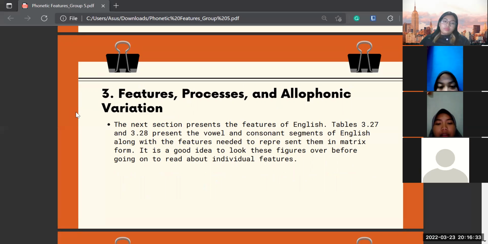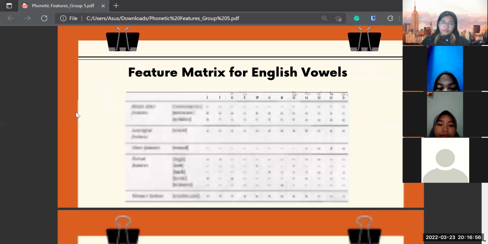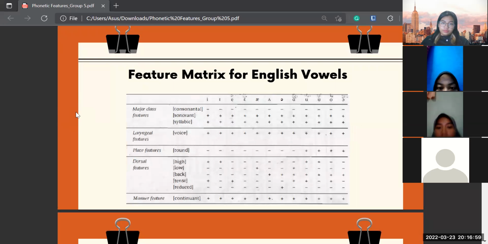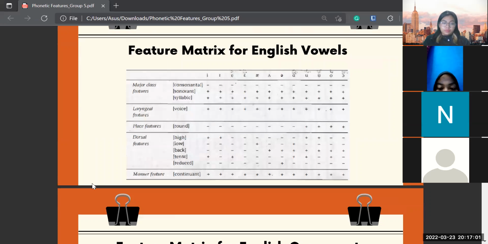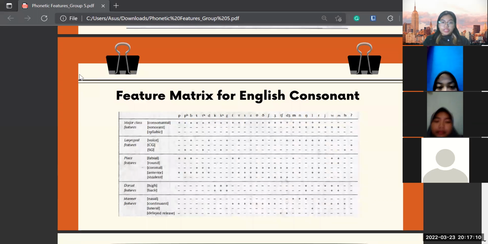The next section presents the features of English. Tables 3.27 and 3.28 present the vowel and consonant segments of English along with the features needed to represent them in matrix form. It is a good idea to look this figure over before going on to read about individual features. Here is the feature matrix for English vowels, and this one is the feature matrix for English consonants. You may take a look at it first.